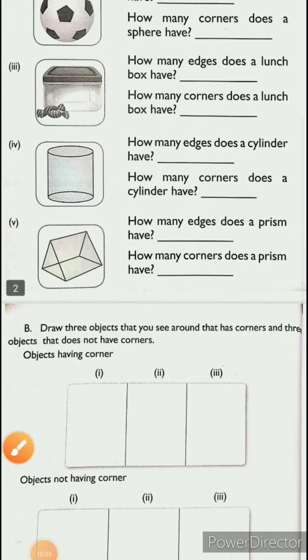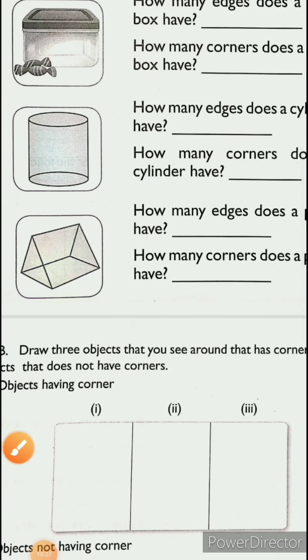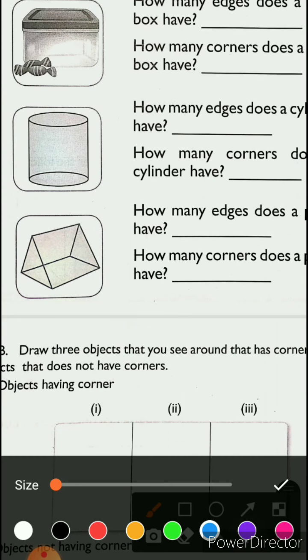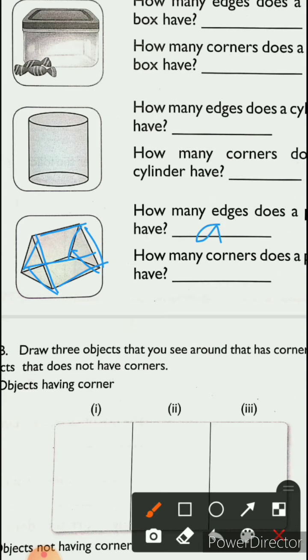Now the last question is, here you have a prism. Okay, prism shape, and you have to count the number of corners here. So that is your first, second, third, fourth, fifth, sixth, 7, 8 and 9. So total number of corners are 9. Just check it again. 1, 2, 3, 4, 5, 6, 7, 8 and 9.